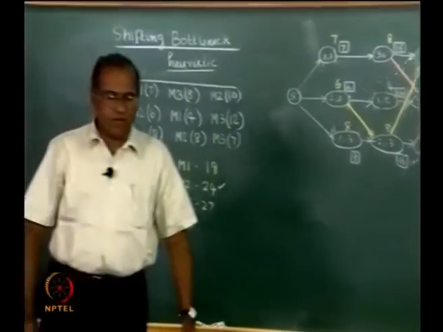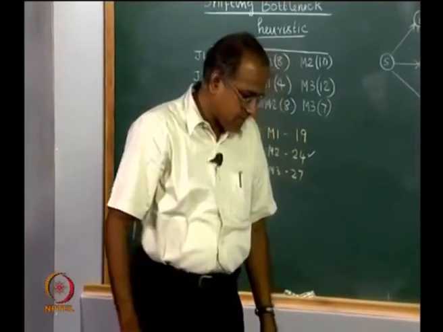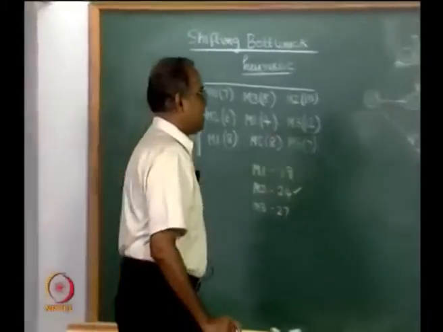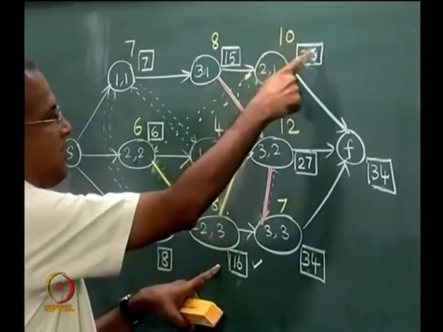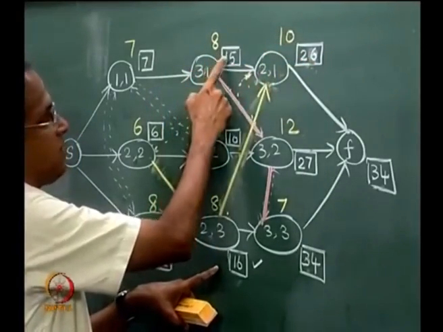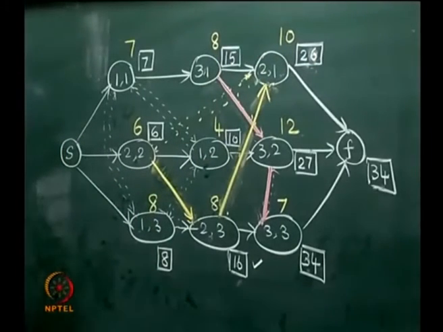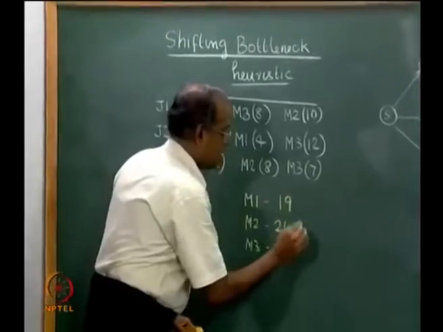So, the lower bound remains at 34 with this. The only change in the label is the change here, that this is 16 plus another 10 26, whereas here it was 15 plus 10 25 earlier. So, the lower bound does not change with the inclusion of these 2 arcs, but only one of the node labels changes. So, now we look at the third machine, which is M1.